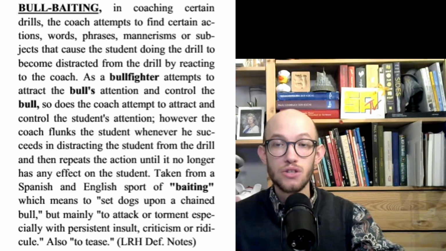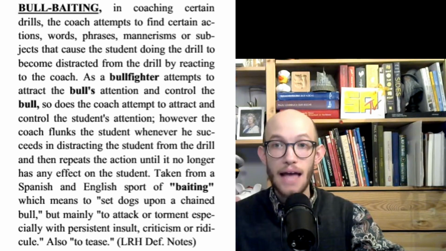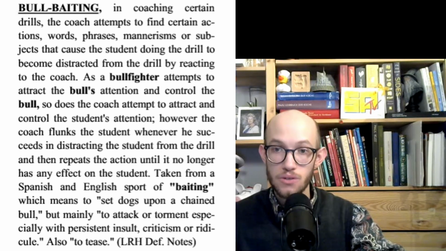All right, so let's have a look at the word bullbaiting. In coaching certain drills, the coach attempts to find certain actions, words, phrases, mannerisms, or subjects that cause the students doing the drill to become distracted from the drill by reacting to the coach. As a bullfighter attempts to attract the bull's attention and control the bull, so does the coach attempt to attract and control the student's attention. However, the coach flunks the students whenever he succeeds in distracting the student from the drill, and then repeats the action until it no longer has any effect on the student.